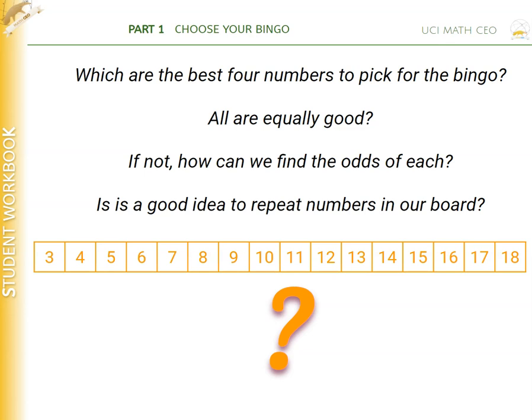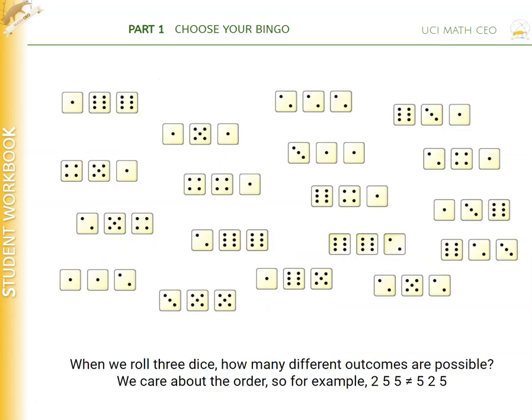And if not, how can we find the odds of each of these numbers from 3 to 18? And also, is it a good idea to repeat numbers in our board, or is it better to just have different numbers? So these are the guiding questions for the exploration.